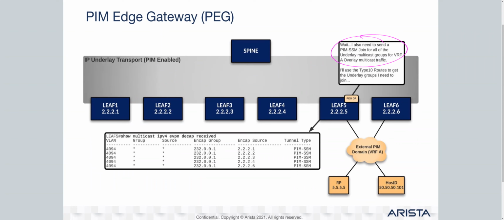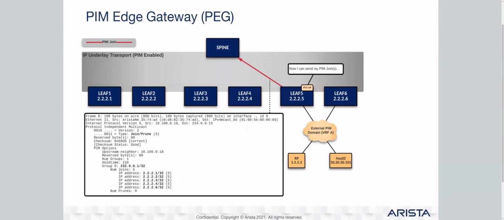So how does he do that? It's our old friend, the type 10 route. Same thing. Those type 10 routes that have overlay to underlay group mappings, we have them right here for the VRF. So Leaf 5 sends the PIM joins up to the spine. Just like we saw Leaf 1 do earlier, he's going to say, I want to join all of these S comma G, so 2221 to this group, 2222 to this group, and so on and so forth. It's going to join these.